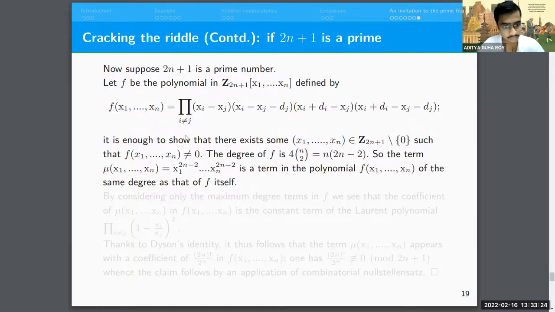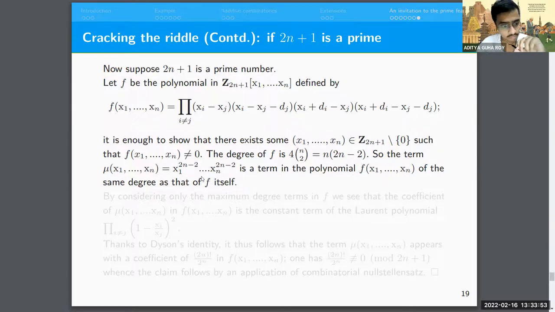And so it will be sufficient to show that there exist some x1 to xn in Z_{2n+1}, similar to 0, such that f of x1 to xn is non-zero. And now it's easy to see that the degree of this polynomial is 4 times n choose 2, because each term just contributes 4 factors of xi, okay? So there are n times n minus 2.